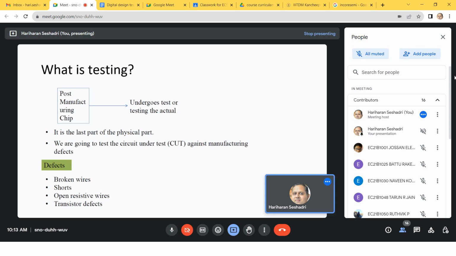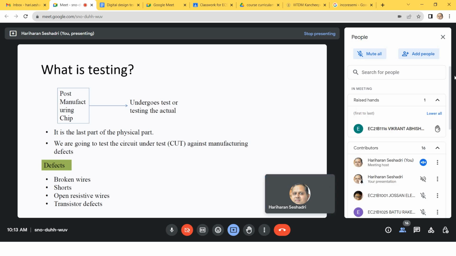Okay. So, what are the types of defects? Broken wires. You know what that is? What is a broken wire? What is a wire? Raise your hand and talk. It is an interconnect. Very good. What is an interconnect?